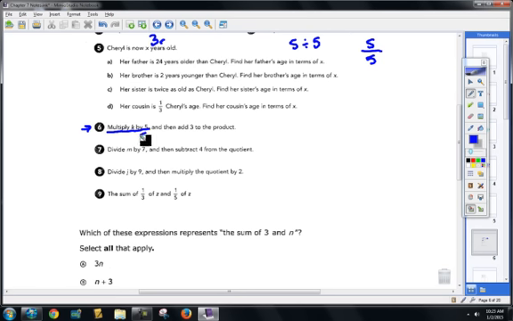So how would we show that? Hopefully you're all saying 5k, right? Then add 3 to the product. And it says add 3 to the product because this is the product, and the order of operations says you must do multiplication before addition. Okay, here we go. Divide m by 7 and then subtract 4. Okay. Divide j by 9 and then multiply the quotient by 2. Okay, just like that.